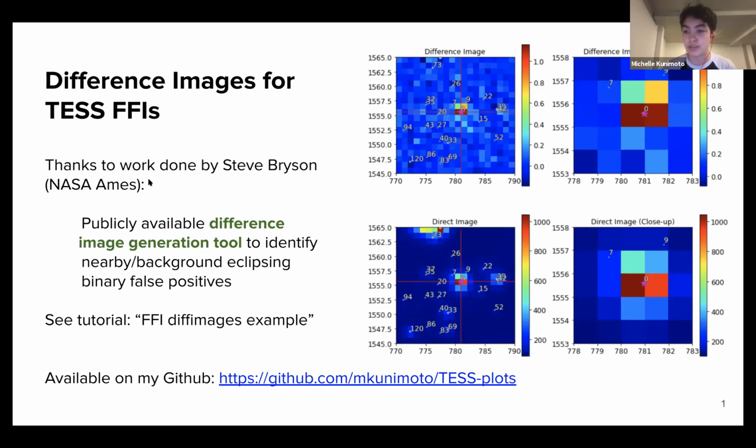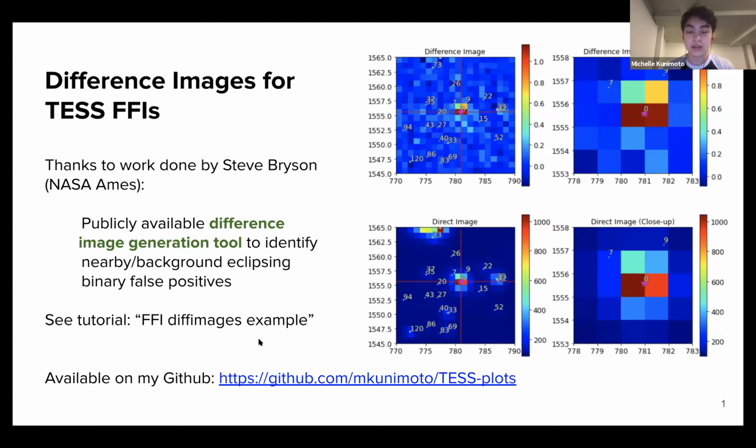Those of you who've been around since the Kepler days may recognize him. He's done a ton of work on identifying these kinds of false positives with Kepler data, and he's now turned his attention to TESS data. So I've been working with him on this tool. Right now it's hosted on my GitHub. Those of you who have any questions about it, feel free to send me a message on Slack.